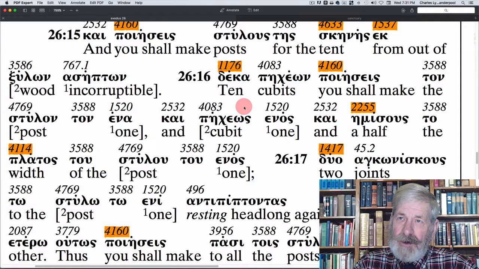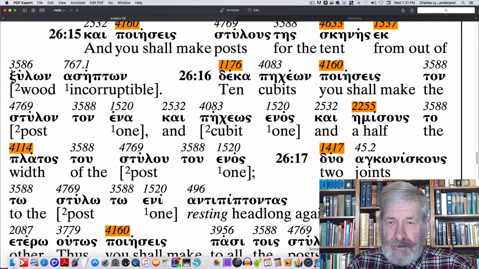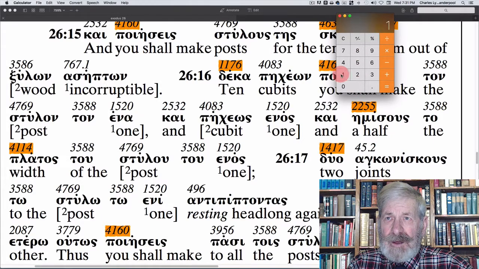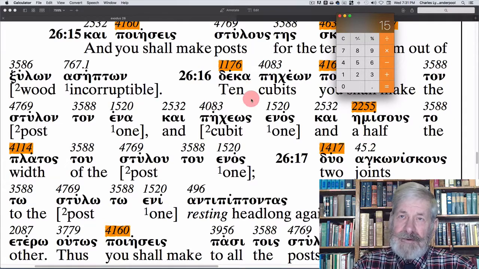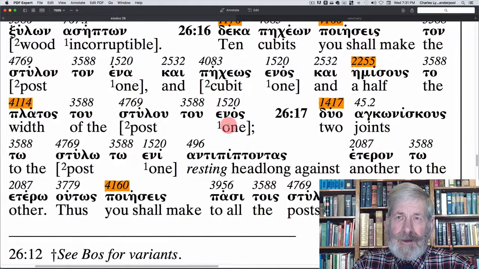So here I'm not sure. It might be a horizontal rod, because 10 cubits at 18 inches is 180 inches. So let's go back, do it again. I had it down here. So we've got 10 cubits, one post. So 10 cubits is, we know, 180 inches divided by 12 is 15 feet. So that couldn't be 15 feet high. And so I'm thinking these are the length 15, and somehow they were joined together.